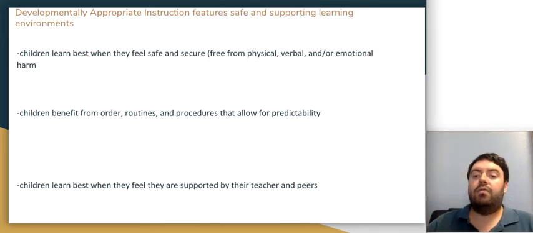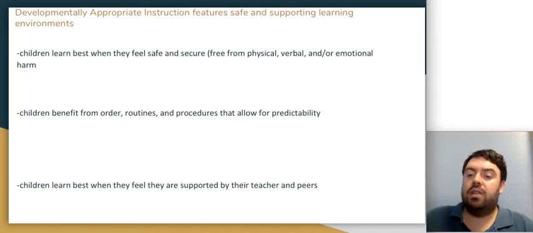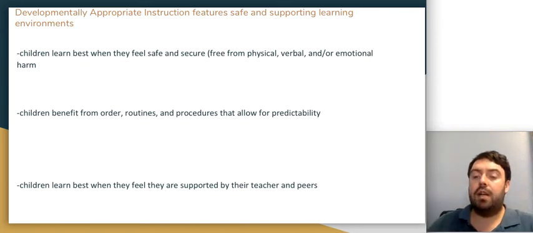Another thing that we have to understand is that developmentally appropriate instruction focuses on ensuring that the classroom environment is safe and supportive. So research shows that children learn best when they feel secure. And this is both physically secure, so free from physical or bodily harm, but also emotionally secure. So they feel supported by their classmates.